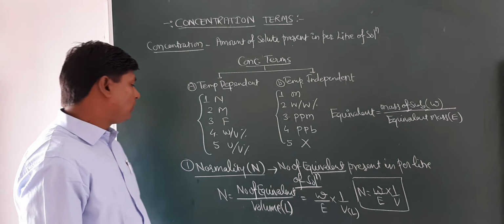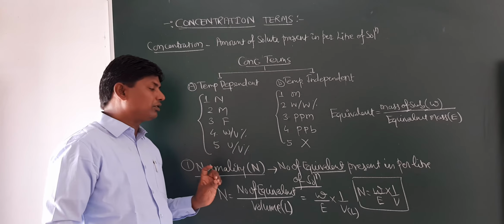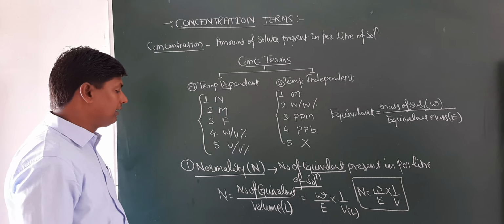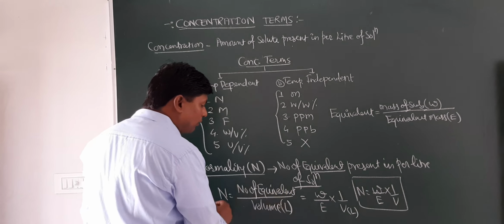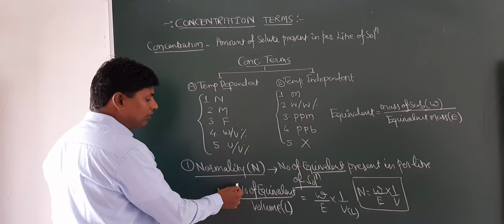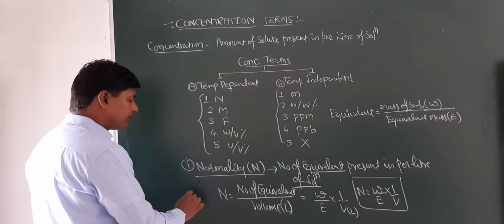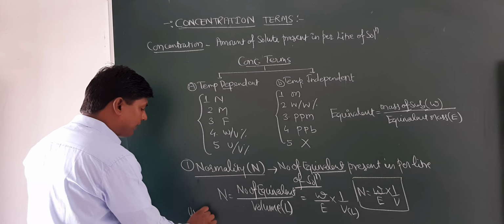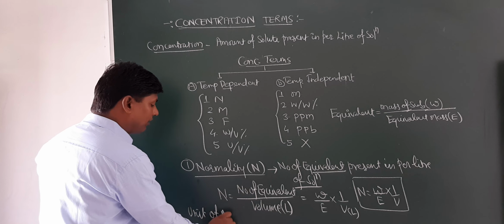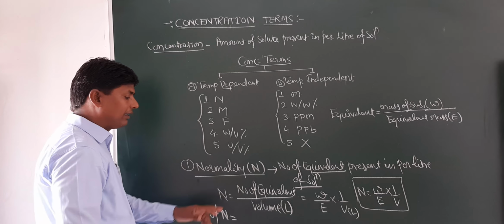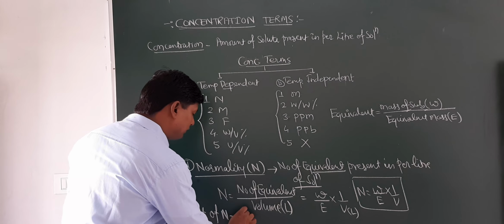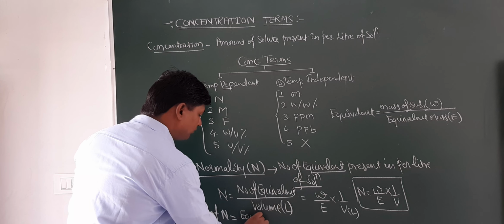Okay, so remember one thing: if I ask you what is the unit of normality, on the basis of the formula, it is equivalent divided by volume. So if I ask you the unit of N, you will say that its unit is equivalent per liter.